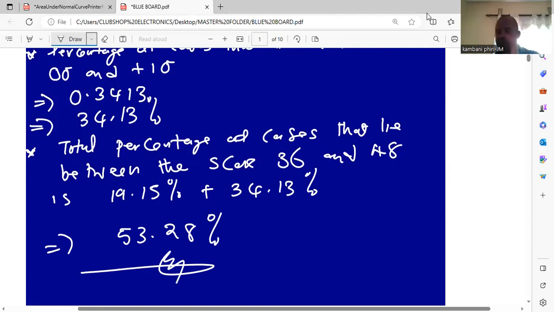All right, I hope you're comfortable with how to use the Z-table for finding the area between mu and the Z value, or sigma. All right.